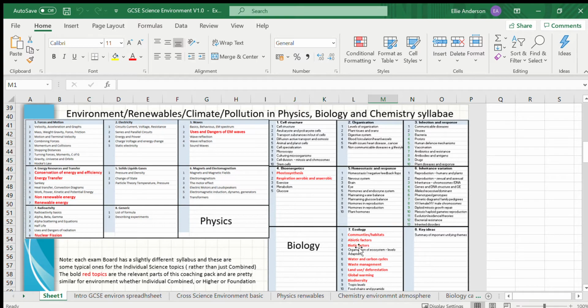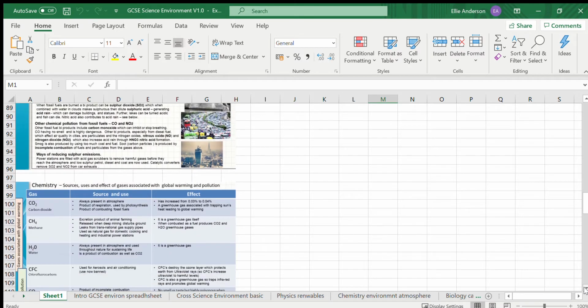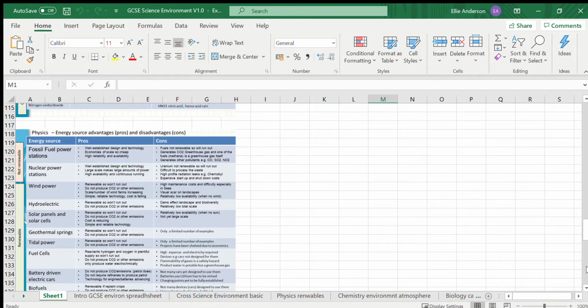I point out where the environment is covered in each of the three syllabuses, for biology, physics and chemistry. Some traditional slides: I've put together all of the pollutants and greenhouse gases, where they come from, and what their effect is, and also, for instance, different fuel sources from physics, what the pros and cons are. That features a lot, doesn't it, in GCSE questions.